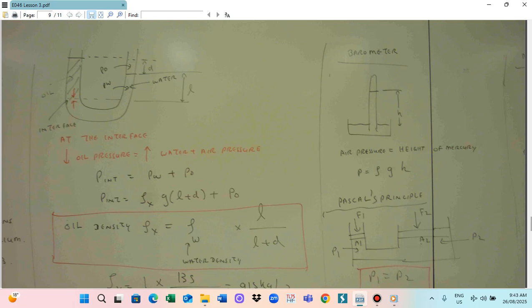In this case, P water can be calculated. Water is here to here, so this is the air gap A plus D. P water is rho W times G times (A plus D), plus P0. So we can calculate P0 and P water. So rho W times G times (A plus D) plus P0 is the P interface Y.